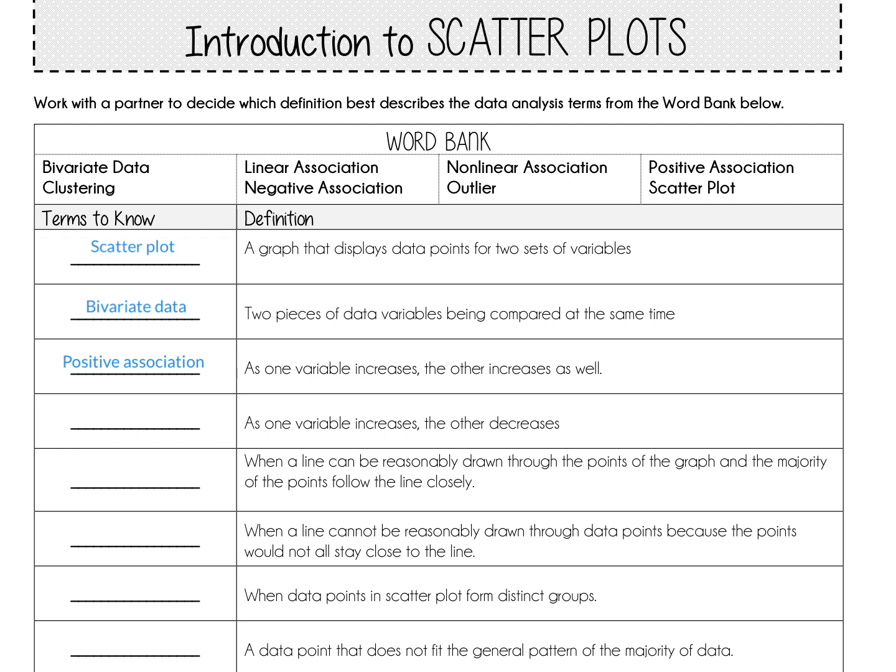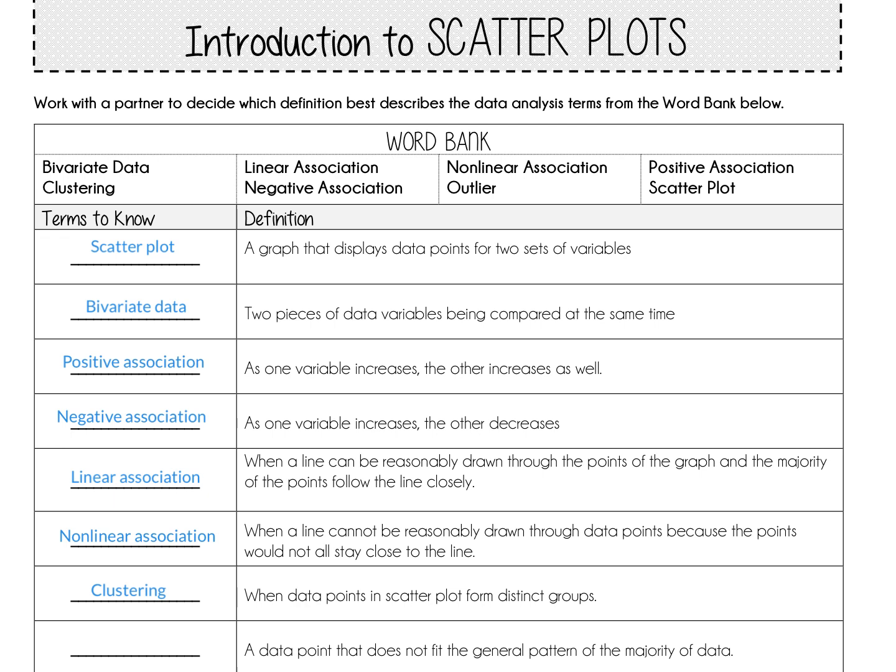If a line can be reasonably drawn through the points of the graph and the majority of the points follow that line closely, we call it a linear association. If we cannot draw a line through the data points because the points would not stay close to the line, we call that a nonlinear association.